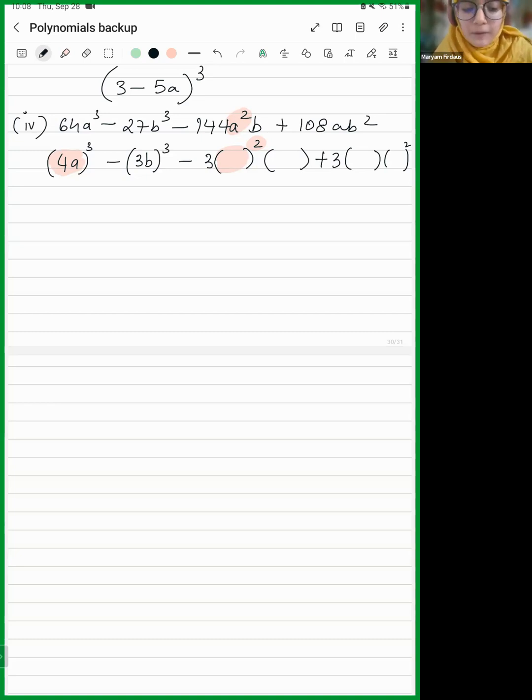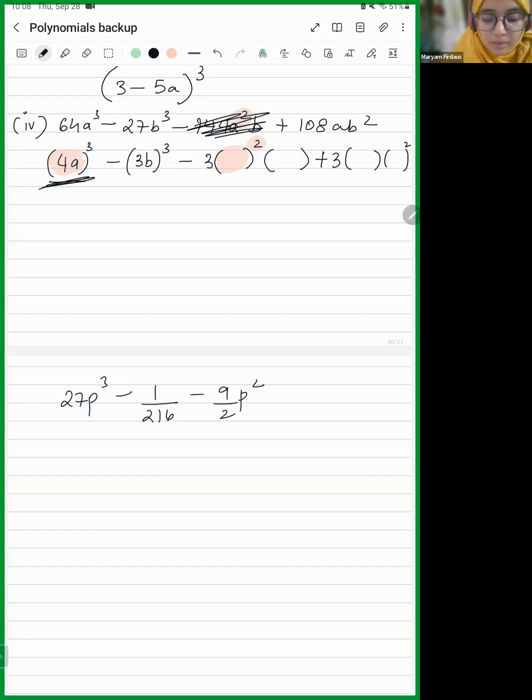Avni, I said forget about this. See the first term. What is the first term? 4a. Abdul Jabbar, I'll just write the question for you. Wait a minute. The question is 27p cube minus 1 over 216 minus 9 by 2p square plus 1 by 4p. Okay, this is the question.